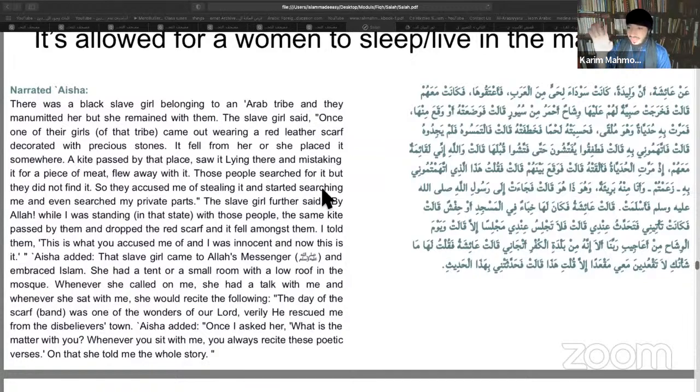Actually, it is saying that it's allowed for a Kafir to sleep in a masjid. It's allowed for them to come to the masjid and even sleep in the masjid and stay at the masjid for days with absolutely no problem.